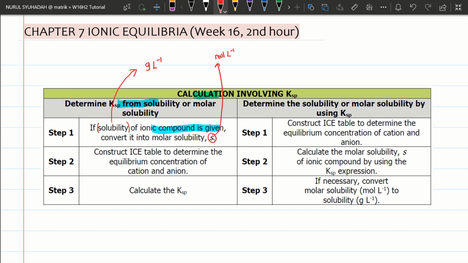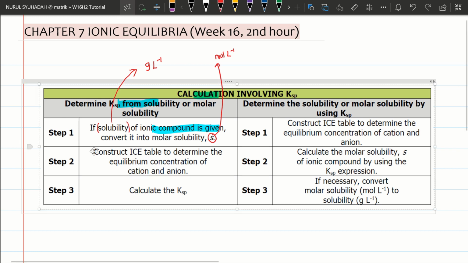But usually on that particular question, even though dia mention solubility sahaja, tapi dia akan bagi tahu dalam kurungan. Okay, unit yang dia nak. So kiranya fokus on what the question asks, bagi apa yang diminta. If the question asks for molar solubility, kiranya solubility mol per liter, awak bagi dalam mol per liter. Okay, tukarkan kepada mol. But if the question asks you solubility dalam kurungan gram per liter, okay, and then you need to change it to gram per liter. Okay, itu step yang pertama.